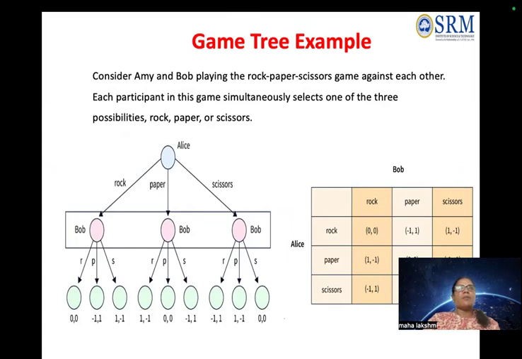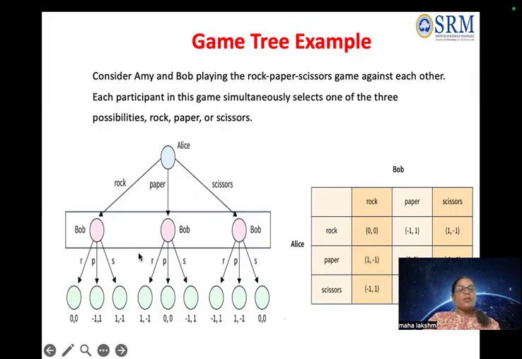Each participant in this game simultaneously selects one of the three possibilities: rock, paper, or scissors. So you can portray this as a tree, with respect to Amy, with rock, paper, and scissors options. Then it is Bob's chance next after Amy, and Bob will have three different options of rock, paper, and scissors. With respect to the paper chosen by Amy, Bob will have three different branches: rock, paper, and scissors. Similarly, when Amy has scissors, Bob again can have the three combinations of rock, paper, and scissors.